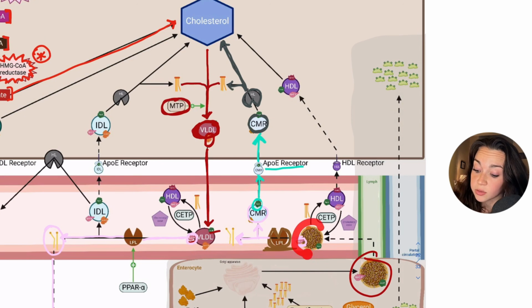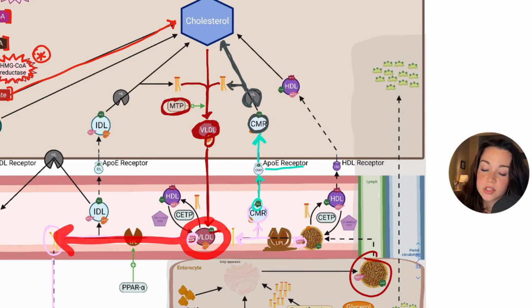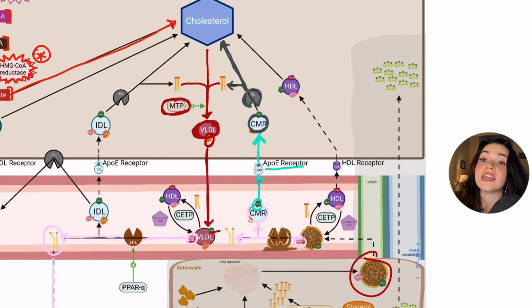Just like how the chylomicron that had been depleted of triglycerides got a new name called the chylomicron remnant, now our VLDL that's been depleted of triglycerides is going to get a new name, and that is called an IDL, or an intermediate density lipoprotein. By taking out some of those triglycerides, we've increased the density of this lipoprotein.